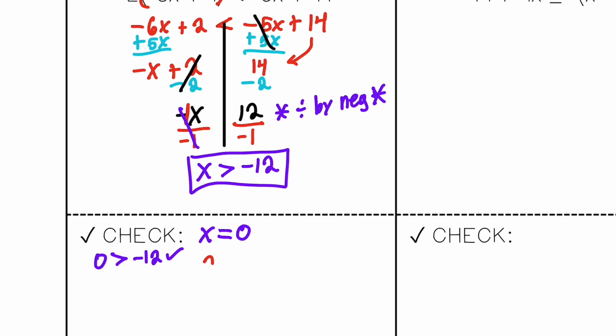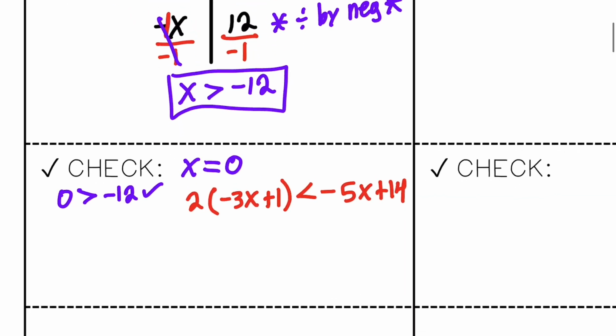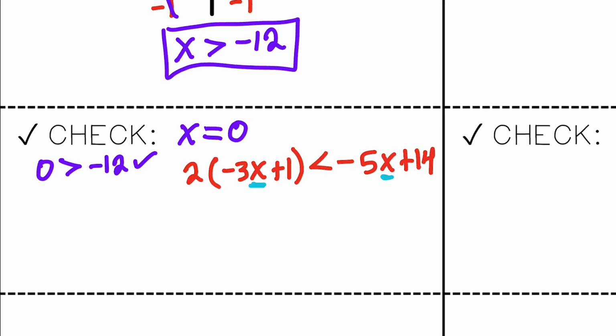So it's going to be 2 parentheses, negative 3x plus 1, is less than negative 5x plus 14. Again, I'm replacing these x's with zeros. Let's see what that's going to look like. 2 parentheses, negative 3 times x is negative 3 times 0, plus 1. It's less than negative 5 times x, which is negative 5 times 0, plus 14.